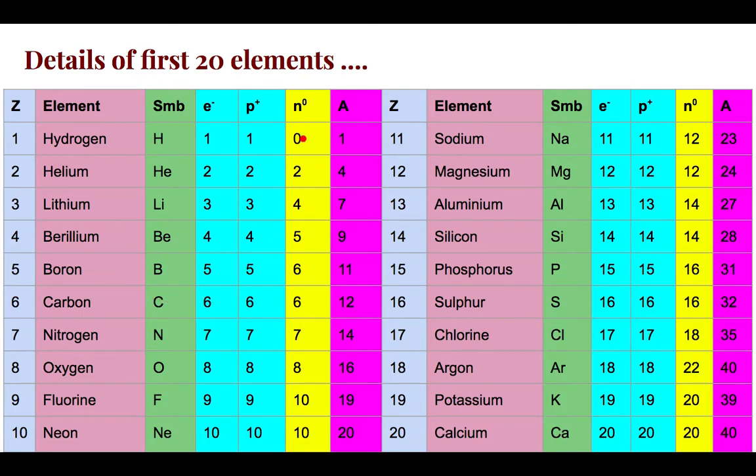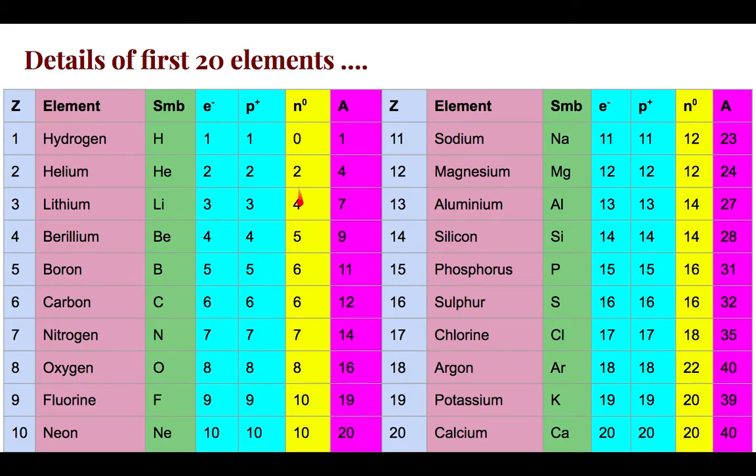Regarding the neutron number, let's have an overview. If you check the neutron numbers of all these 20 elements, one common thing you can find is that in most of the atoms, the number is even. For example, hydrogen has 0.